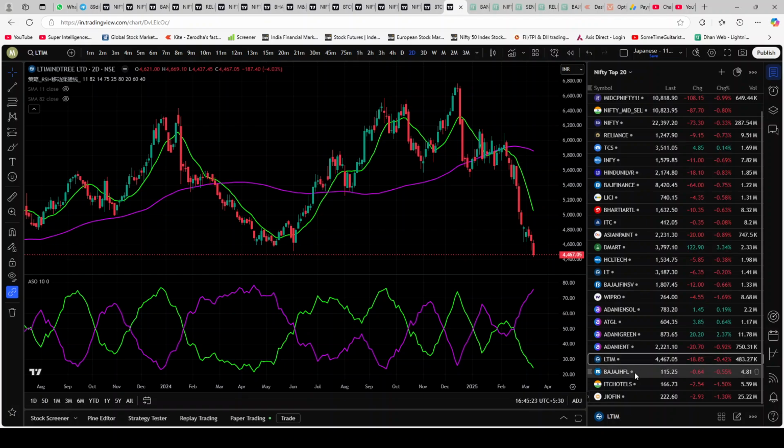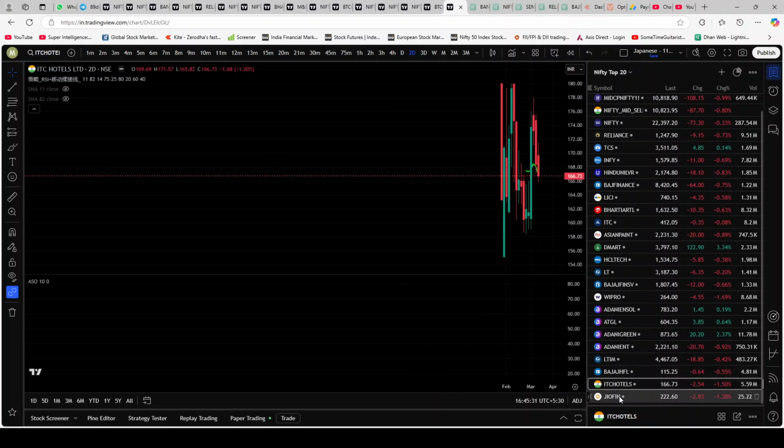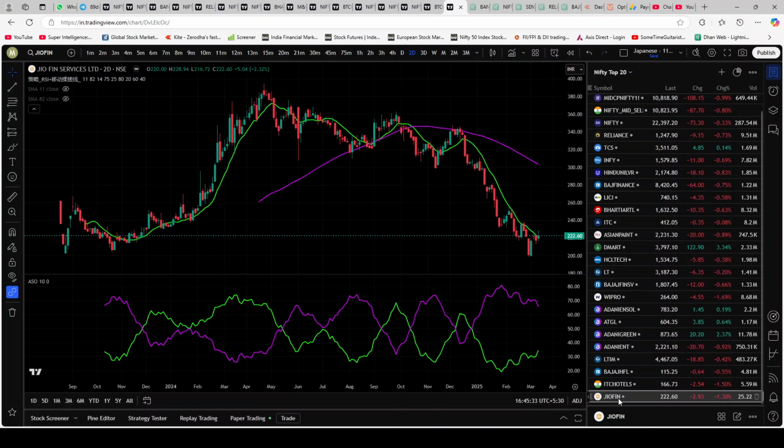LTIM looks like this. Bajaj Housing Finance looks like this. Again, it's a recent listing, so it's not got too much data to get into. ITC is again recent listing, and Geo Financials looks like this.